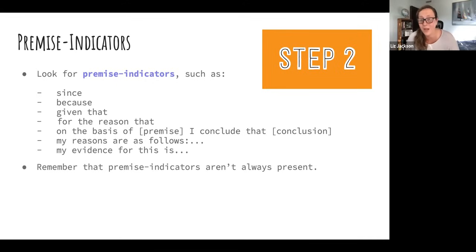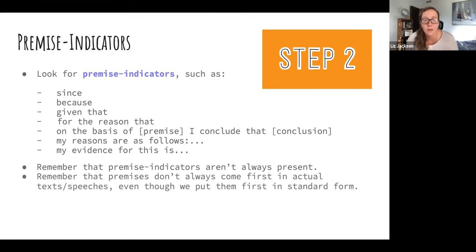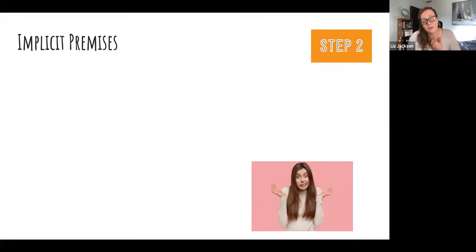But like conclusion indicators, premise indicators aren't always present. Premise indicators don't always come first in actual text or speeches. Again, similar to conclusion indicators, even though we put them first in standard form, sometimes the conclusion can come first and the premises second.